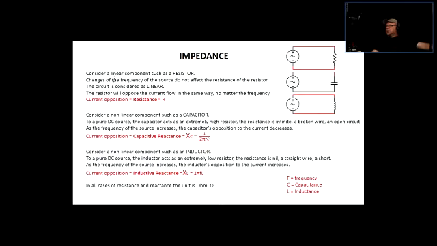Okay, so it says consider a linear component such as a resistor. Changes of the frequency of the source, here's the source, do not affect the resistance of the resistor. The circuit is considered linear, which means that the resistor will oppose the current flow in the same way no matter the frequency. Doesn't matter what frequency. The frequency changes, it doesn't affect the resistor. It's a pure resistance. The resistance is going to stay as it is.